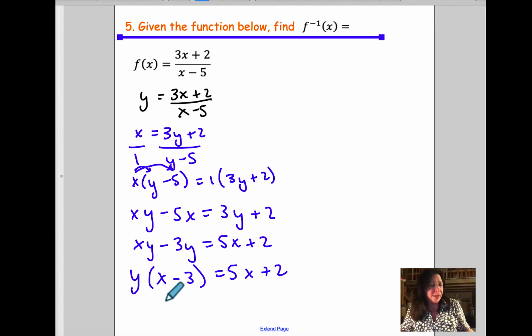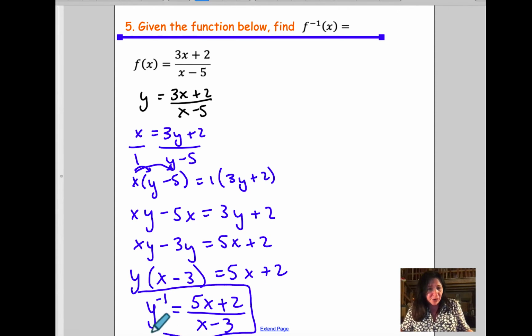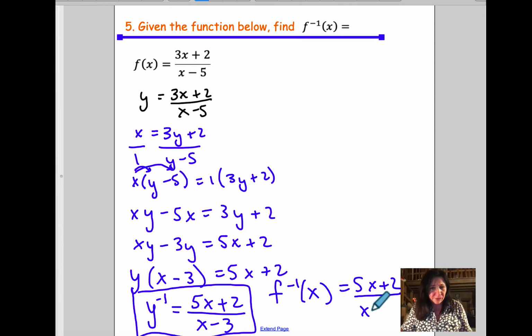I'm going to divide out the x minus 3. So I get y is equal to, and by doing this, now I have y by itself, so now it's y inverse of 5x plus 2 all over x minus 3. So this is my equation right here. A lot of times people will take the y to the negative 1, which is y inverse, and they would flip that into f inverse. That's what that is, right? And then say, okay, that's 5x plus 2 all over x minus 3.